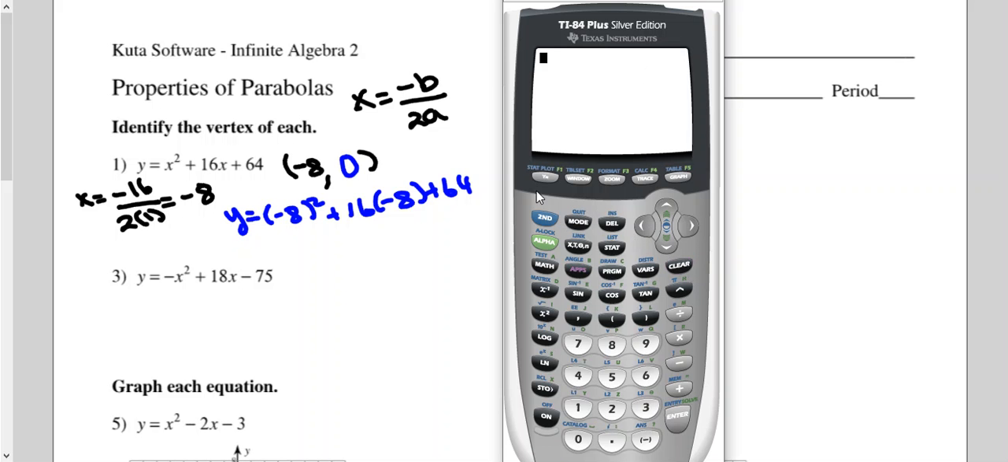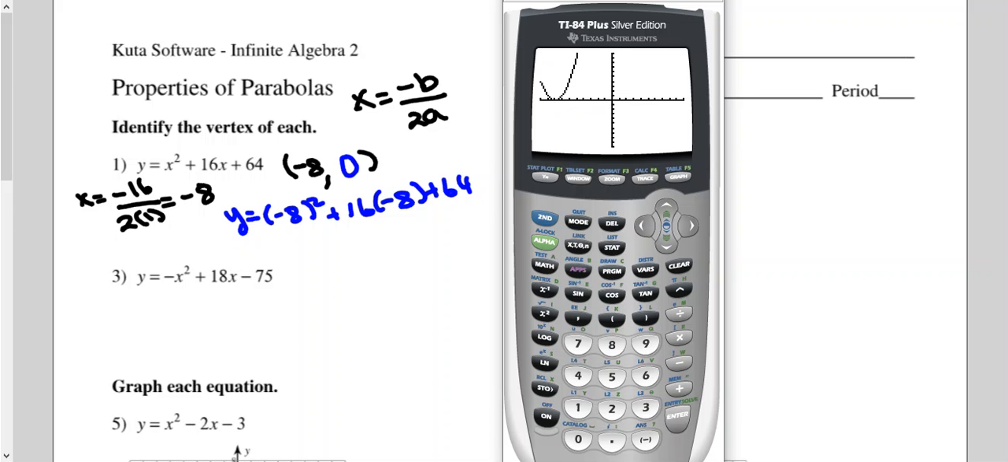If you want to check it out, you can go to y equals, and then we're going to graph this function just to confirm that it is correct. x squared plus 16x. Whenever you're graphing in this, remember to always use this x over here, plus 64. Then you can graph it right here. And look, negative 8, yeah, negative 1, 2, 3, 4, 5, 6, 7, 8, and then the y-coordinate is 0.